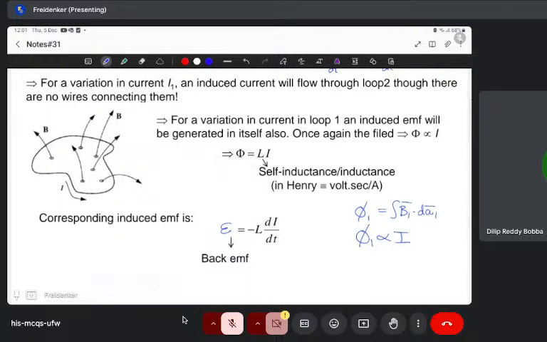Back EMF, because the change in current, due to the change in current in loop 1, now one more current is induced. So what is the loop trying to do? When the current is changing, the loop is trying to oppose the change in current. So that is why back EMF.